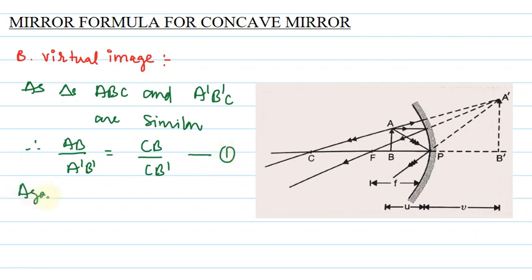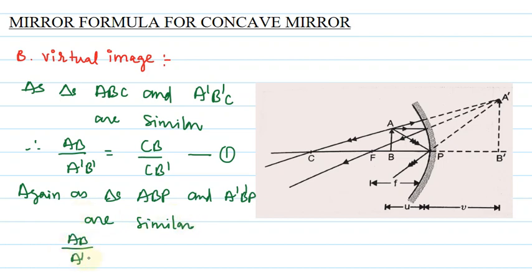Again, as triangles ABP and A prime B prime P are similar, we can write AB upon A prime B prime is equal to PB upon PB prime. Let me consider this as relation 2.